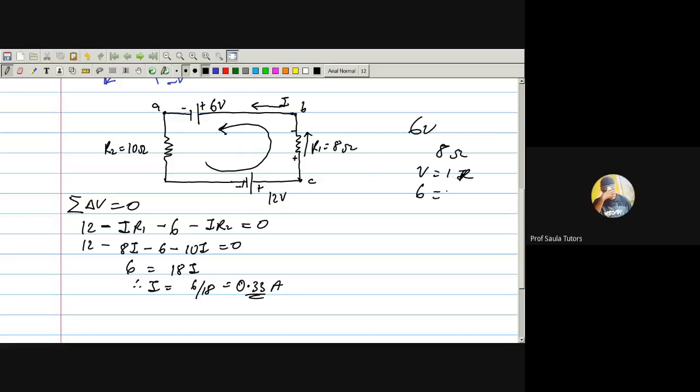Let me verify it. Let's see if we will get this 8 ohms back. My current is 0.33 times R. Now, say 6 divided by 0.33. What do you have?